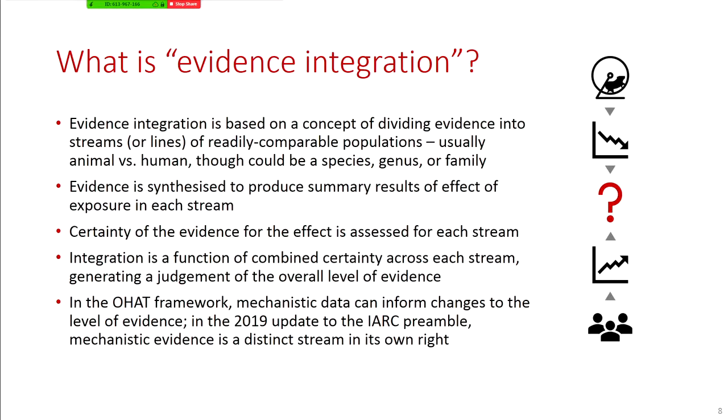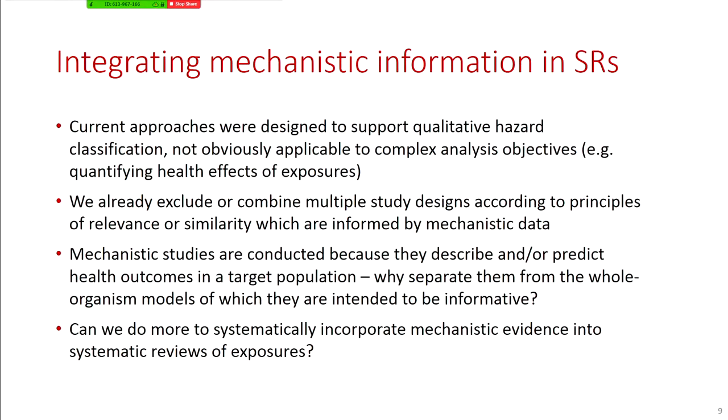And then the integration is a function of combined certainty across those streams, right? So we generate a judgment of the overall level of evidence in the answer to that research question that we had. Now, when it comes to actually doing a systematic review, particularly in support of some of the more complex analyses that we have in chemical risk assessment, where we're trying to understand, say, a quantitative relationship between an exposure and a health outcome in a target population.